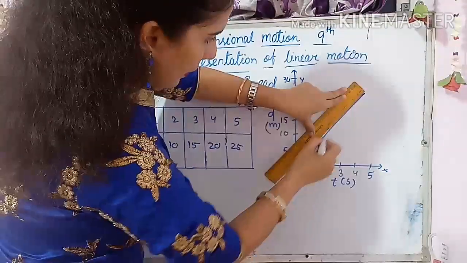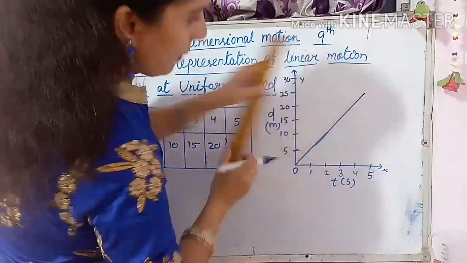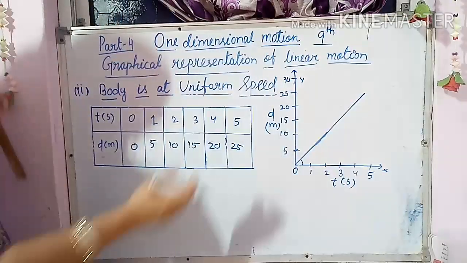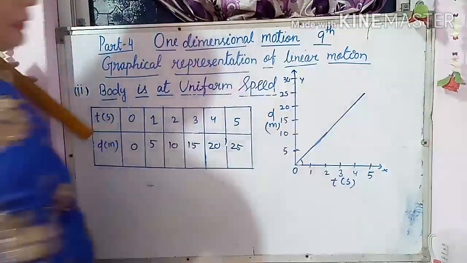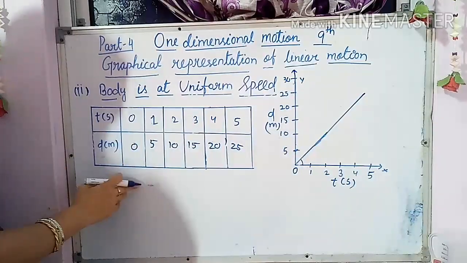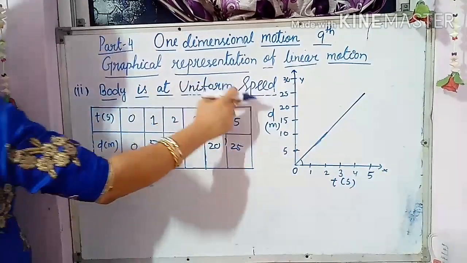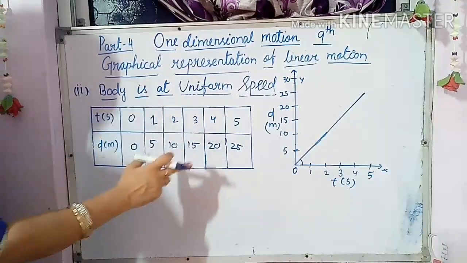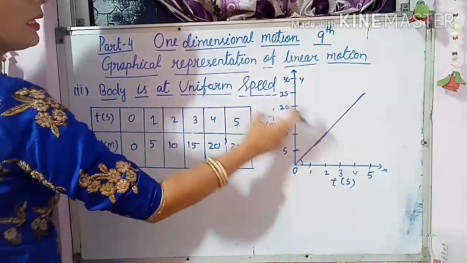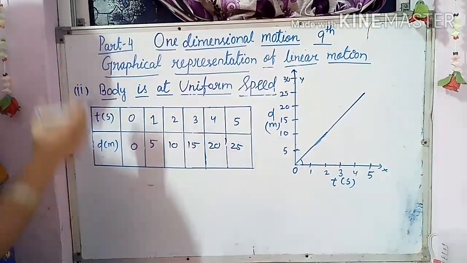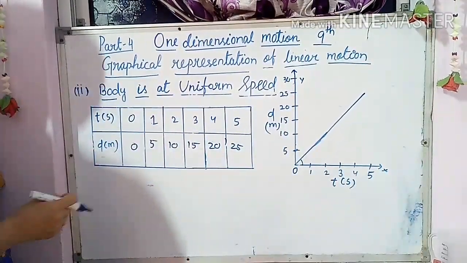That graph will be like this. Here like this it will come. So this is known as your slope. So a graph like this will come. At that time, it is called the body is at uniform speed, meaning it is traveling equal distance in equal intervals of time. So that is also a very important question from your exam point of view.